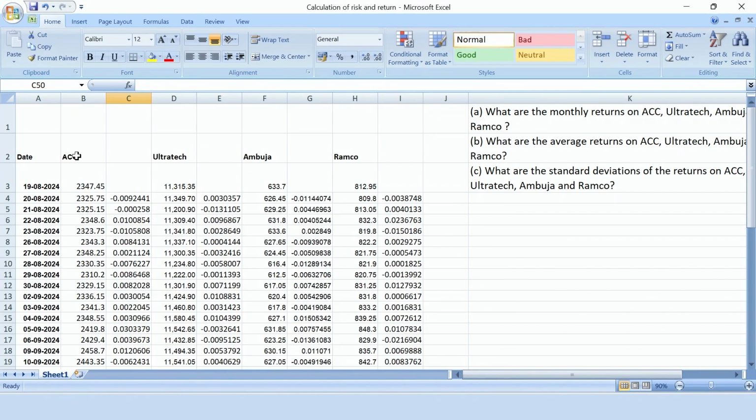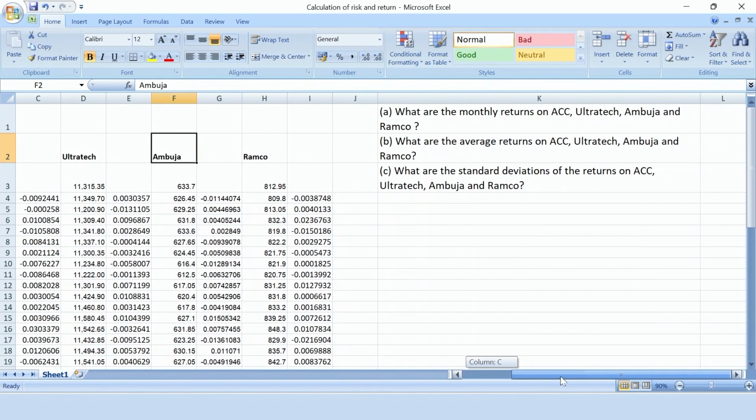I have taken the case of the cement industry: ACC Cement, Ultratech Cement, Ambuja Cement and Ramco. These are the 4 companies I have taken. Now what I have to do? I have to calculate the monthly returns of all the 4 stocks, the average return of the 4 stocks, and then the standard deviation of all the 4 stocks. How are we going to do this?